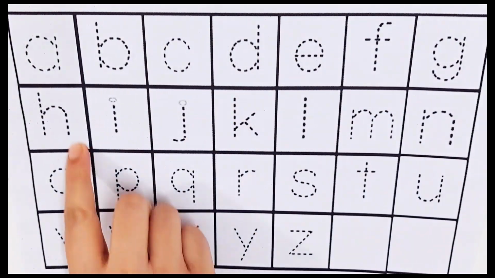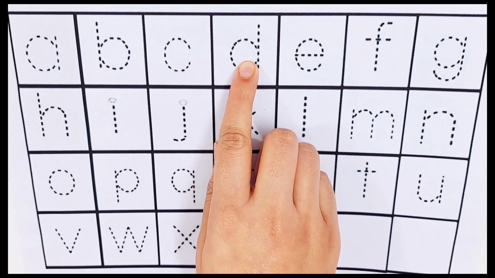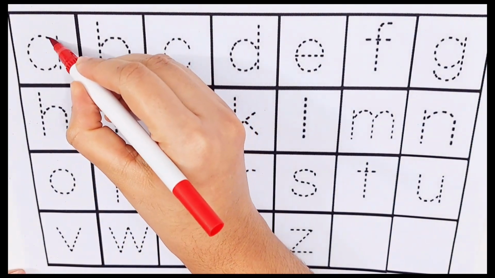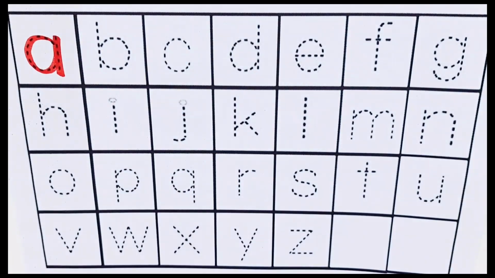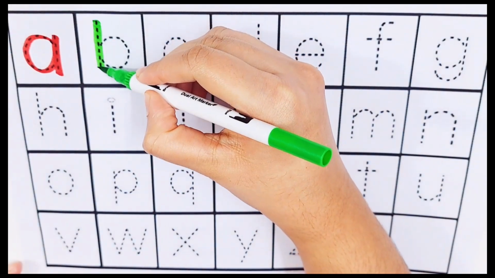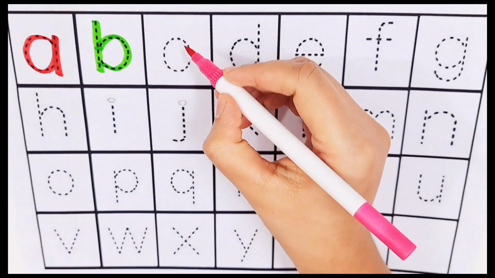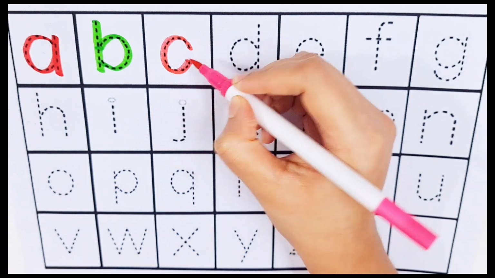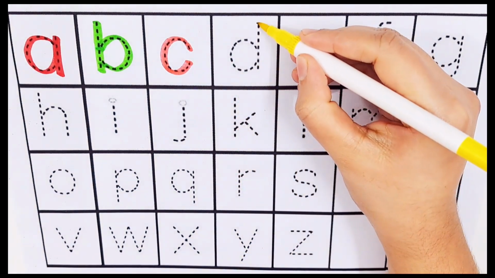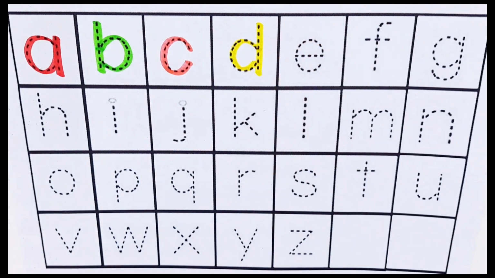Let's try to learn some alphabets. A, B, C, D. A for avocado. B for box. C for cricket. D for dress.